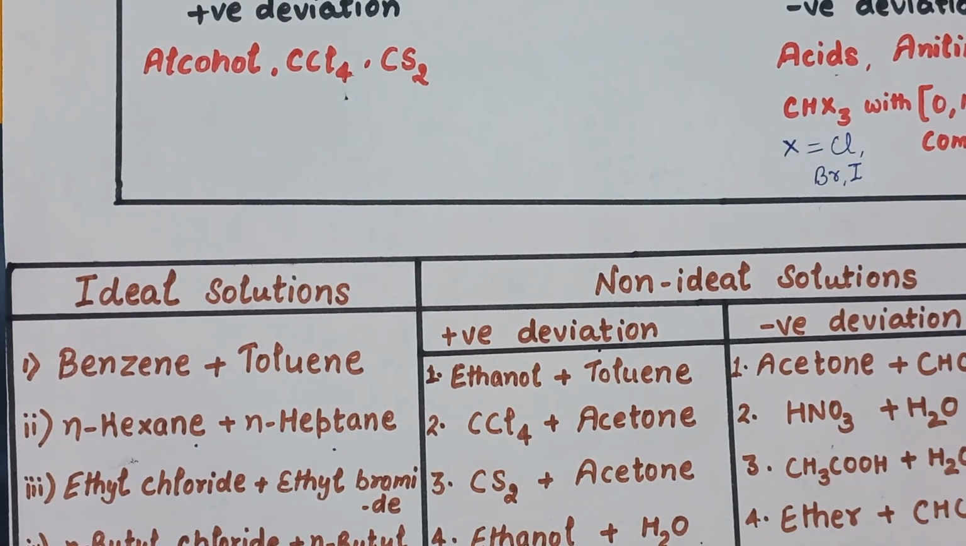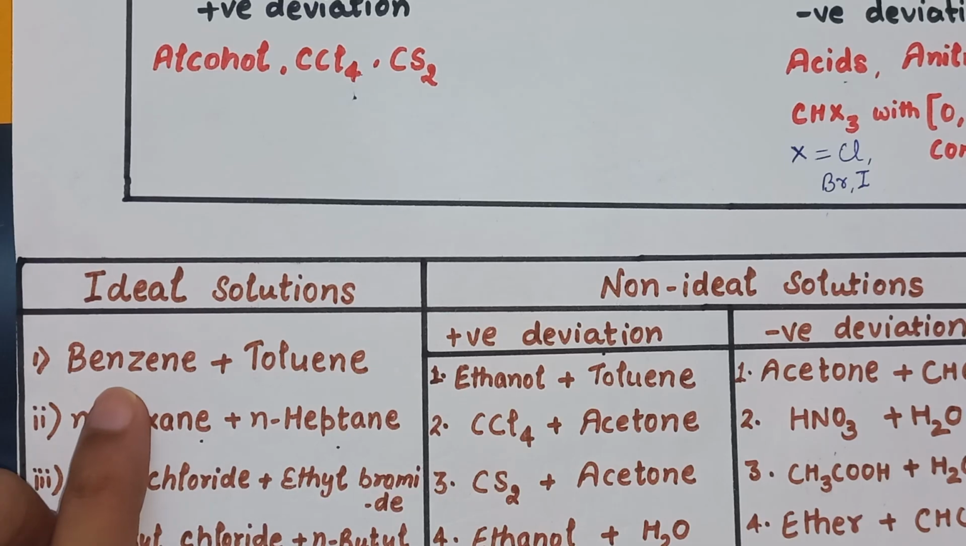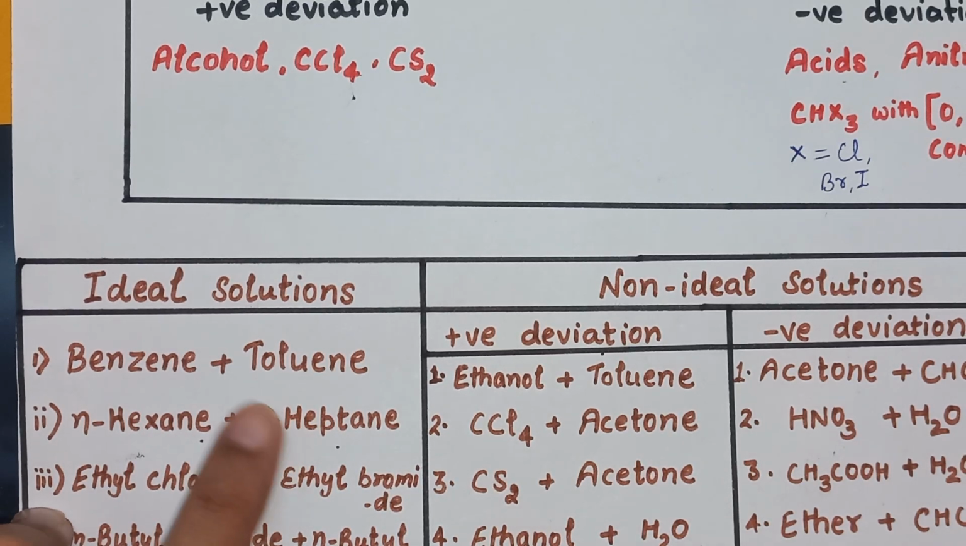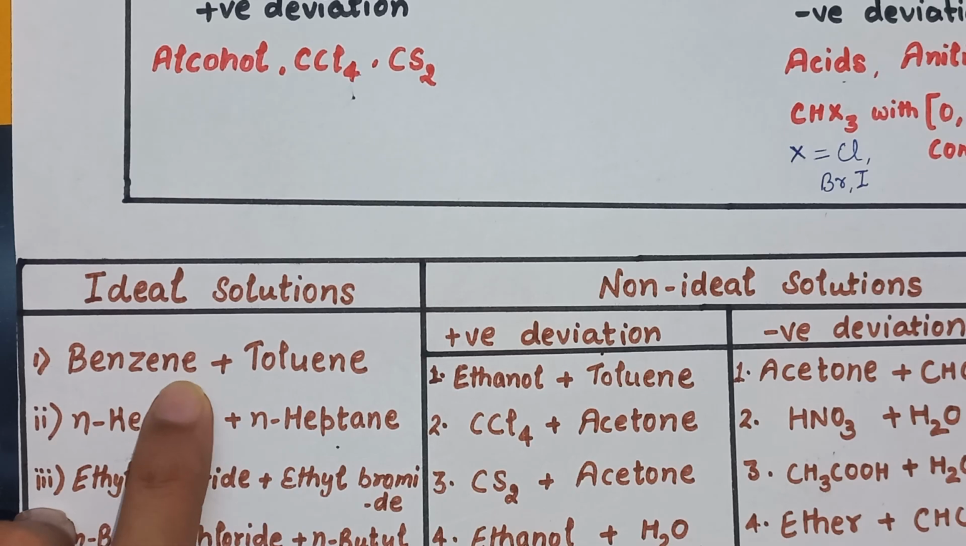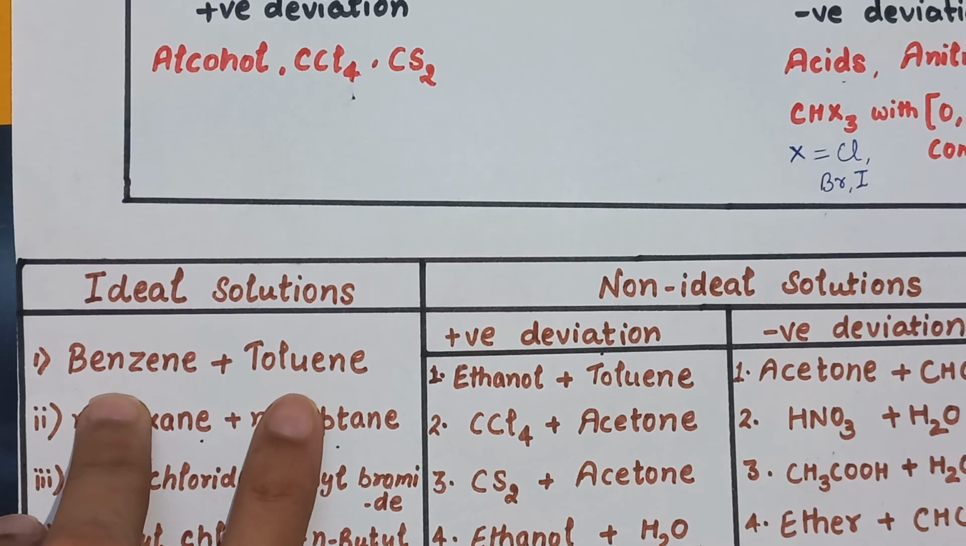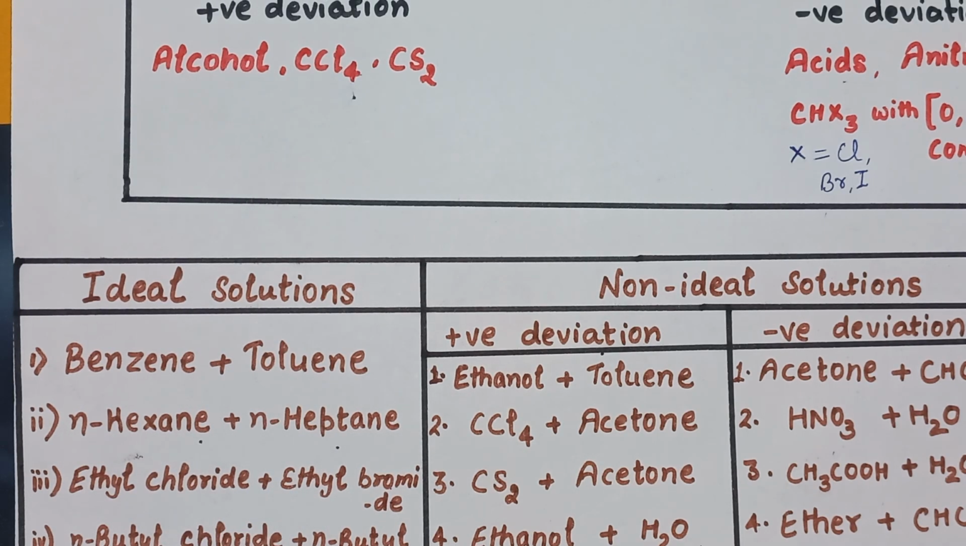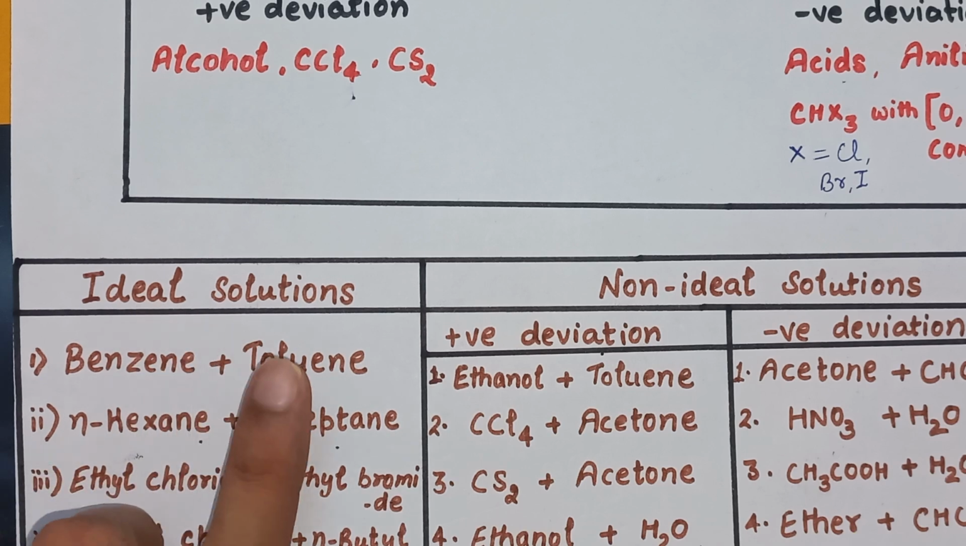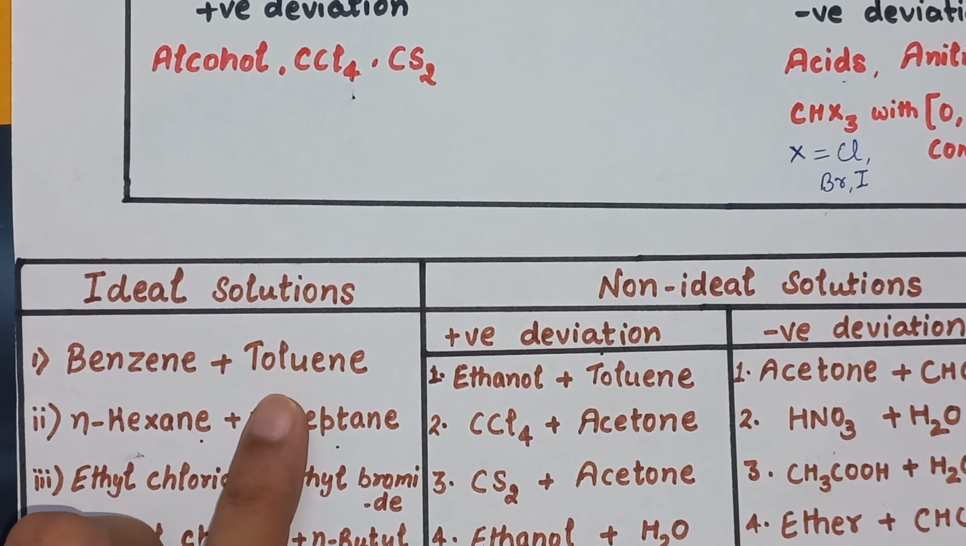Firstly, we will discuss the examples of the ideal solution. So we have benzene plus toluene. Benzene and toluene differ from each other in that if we replace a hydrogen of benzene by a methyl group, we get toluene. So there is very little difference in their size and mass, or we can say similar forces of interaction are there. So they are an example of an ideal solution.